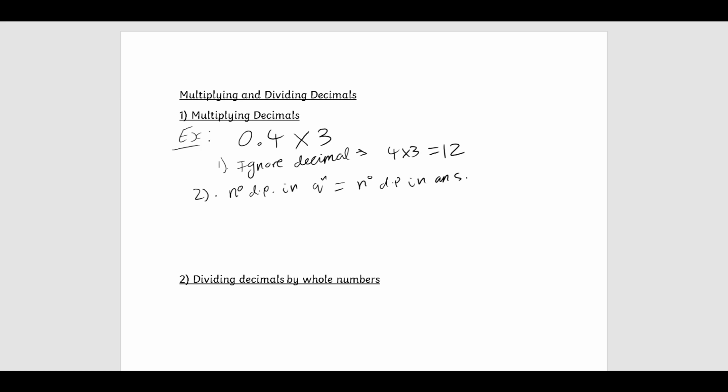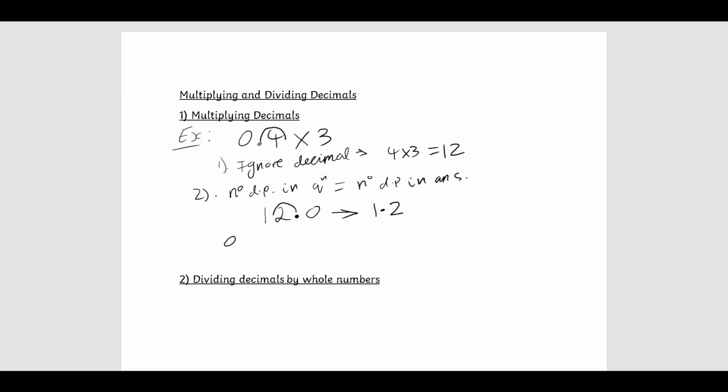So in the question I can see that there's exactly one number after a decimal point. So in the answer, there must be one number after the decimal point. My decimal point currently in 12 is just after the unit, 12.0. But because there's one number after the decimal in the question, I would need to move that decimal point back once to leave me with an answer of 1.2. So let's try one of our own.